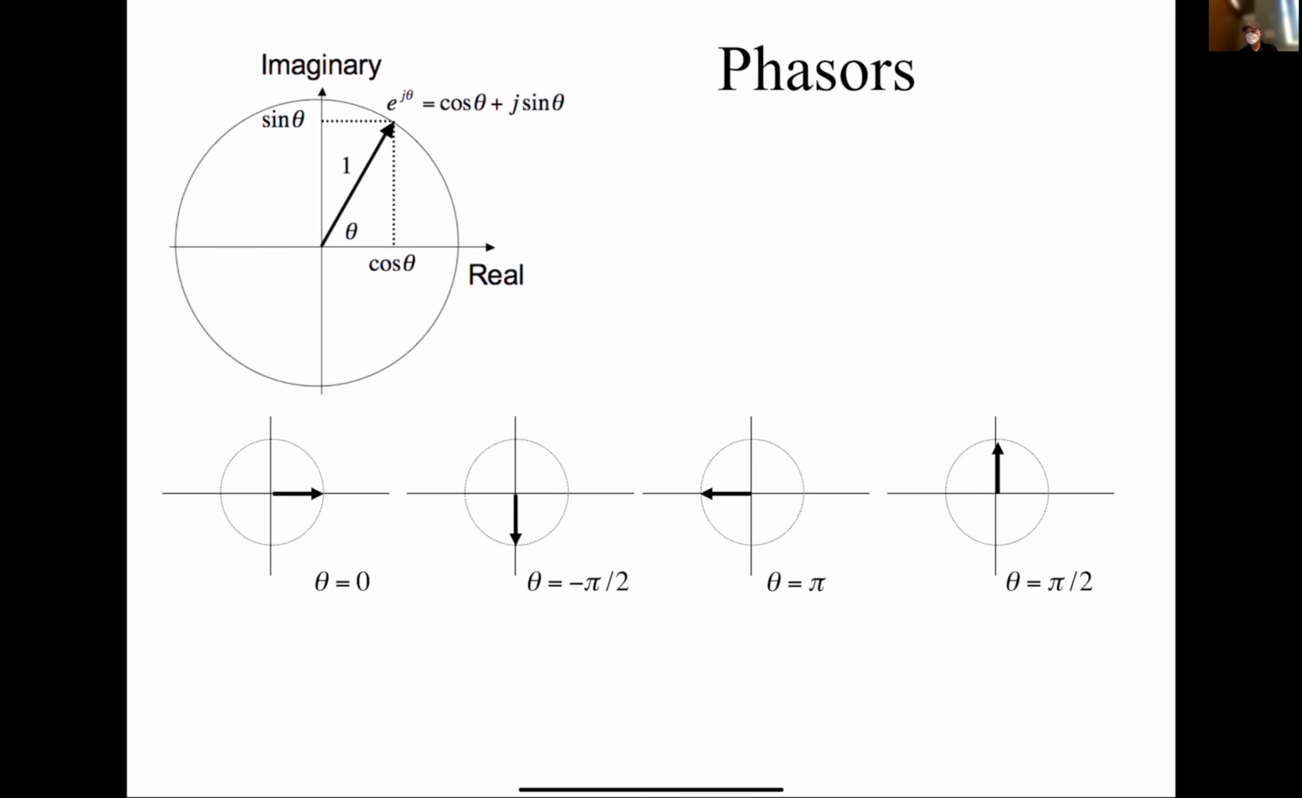So remember, e to the j theta is just cosine theta plus j sine theta. That's just Euler's theorem, right? And so the key though is to remember: what is this theta term?